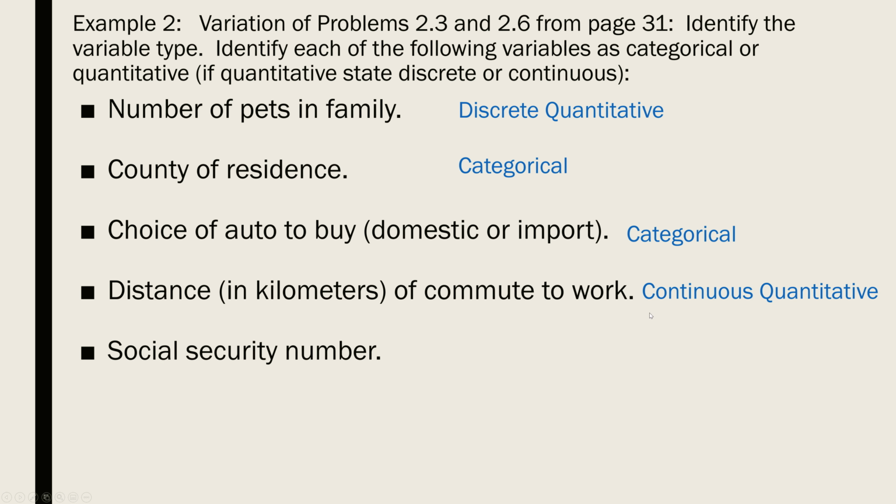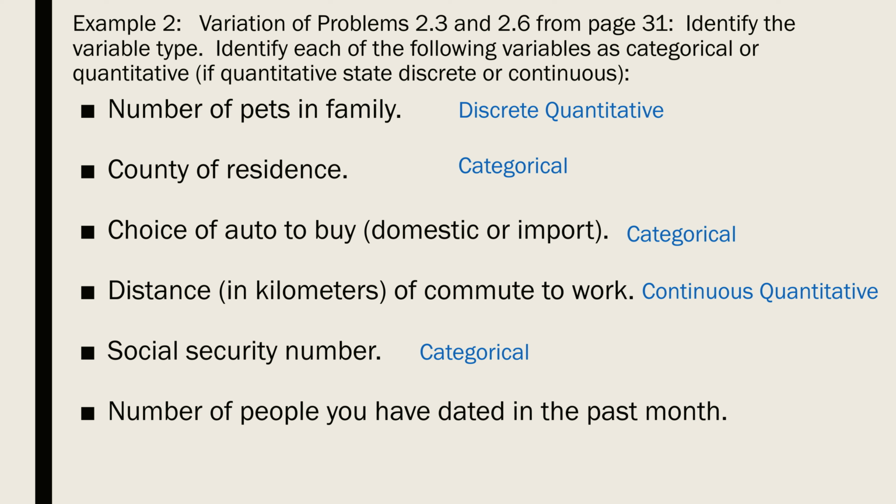Social Security number. Okay, this one is number, but think about the average of Social Security number. The average doesn't make any sense, so it belongs to categorical variable. Last is the number of people you have dated in the past months. First, it is a number, and the average of number of people you have dated also makes sense. But are decimal allowed? Right? You don't date 1.1 people, you date 1 people or 2 people. So it is a discrete quantitative variable.